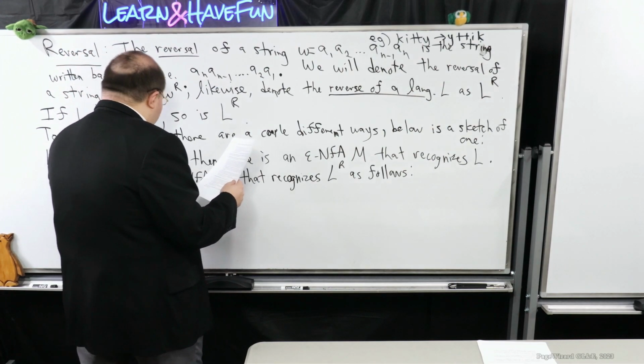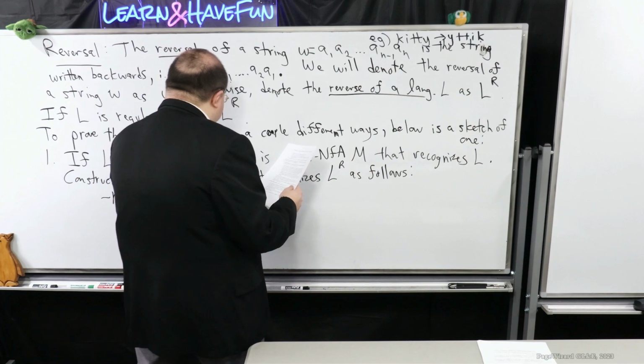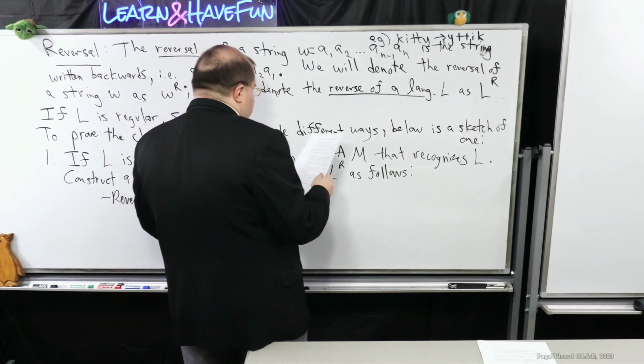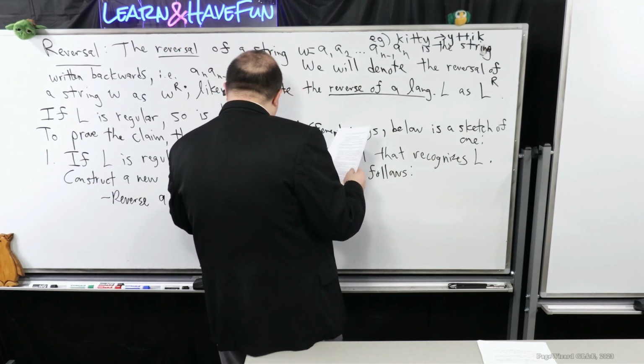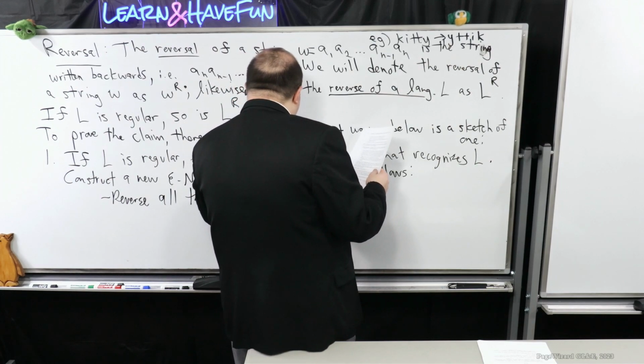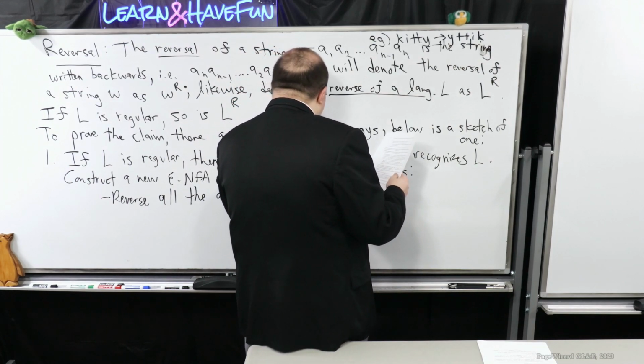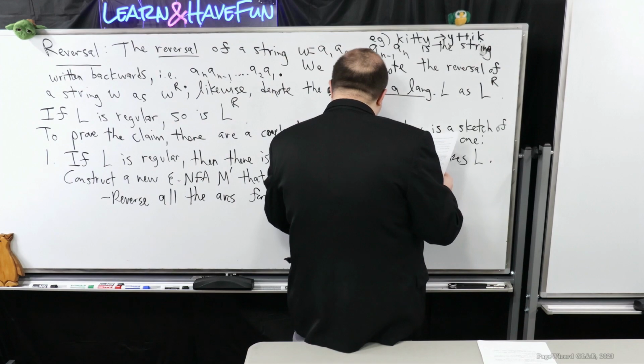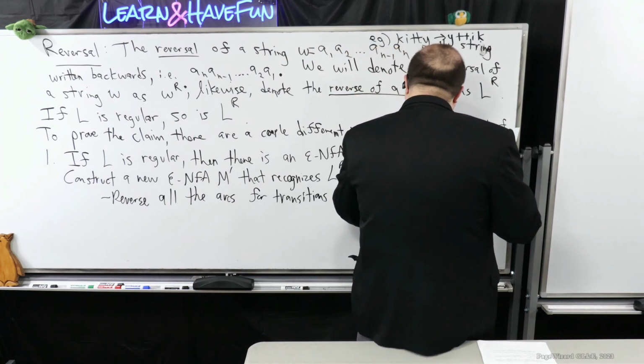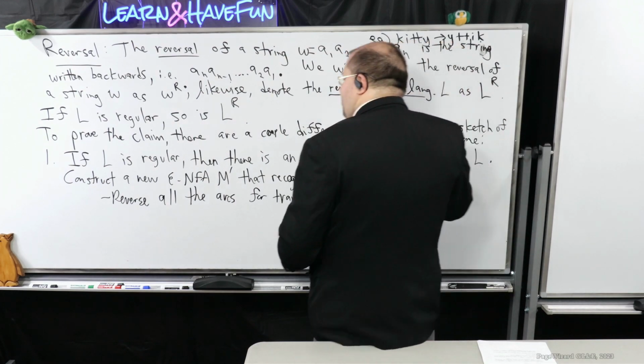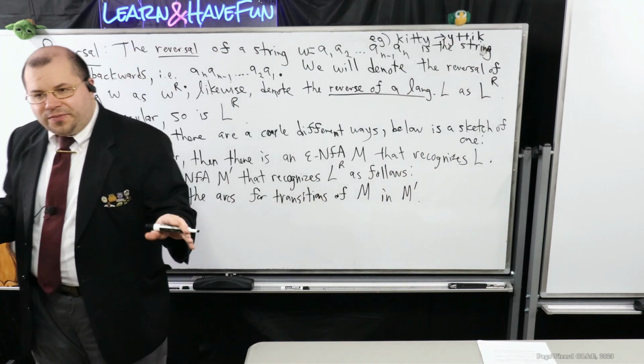Reverse all the arcs for transitions of M in M prime. Now, we have to do something about the start state and the final state, right?